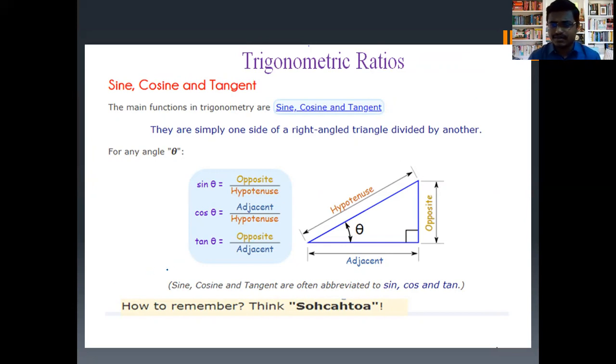A ratio is nothing but, as you know, whenever there is a division symbol involved, we can call it a ratio format. So in order to find the unknown side length, unknown hypotenuse, or unknown angle, we are going to use these three ratios: sine, cos, tan. What are sine, cos, tan? Basically, sine, cos, tan give the relation between the angle as well as the side length of the triangle.